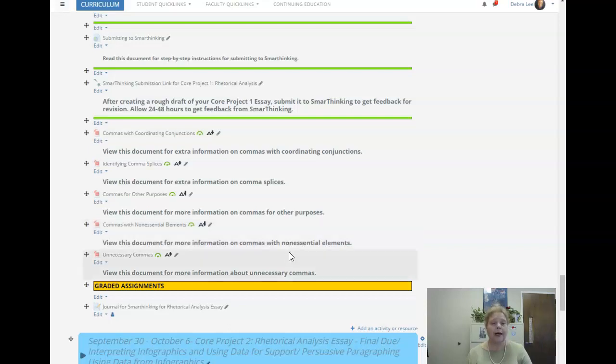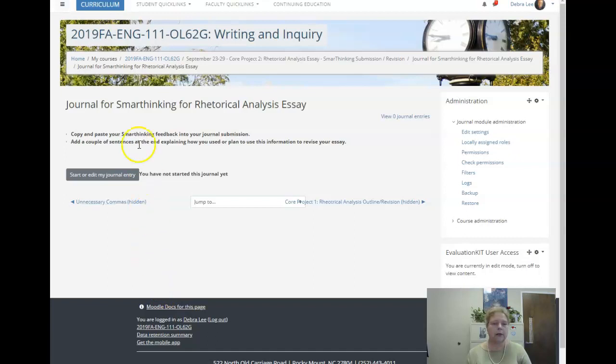They tell you exactly step by step how to go through and get the feedback. Once you get the feedback, I want you to copy the feedback and paste it into this journal. So this journal, when you click on it, it says the same thing. Copy and paste your Smart Thinking feedback into the journal that you're going to create. Here, remember, you always click on Start the Journal. And then after you've read through that, add a couple of sentences at the end explaining how you used, if you've already applied it to your essay, or how you plan to use that Smart Thinking feedback to revise your essay.